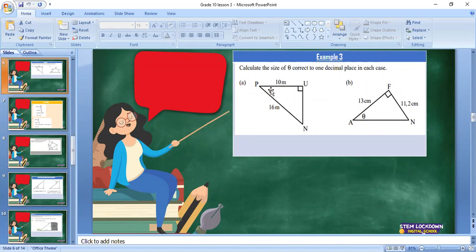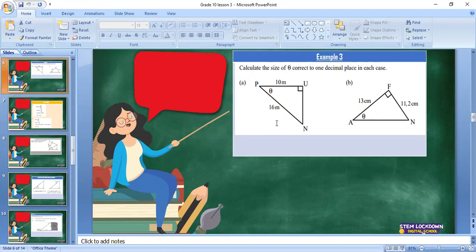Now, what are the two things we are given? We're given 10 and 16. This 10 is the adjacent side, this is the opposite, and this is your hypotenuse. Obviously, the hypotenuse is the one facing your 90 degrees. So basically, we are given adjacent and hypotenuse. We always work with two.